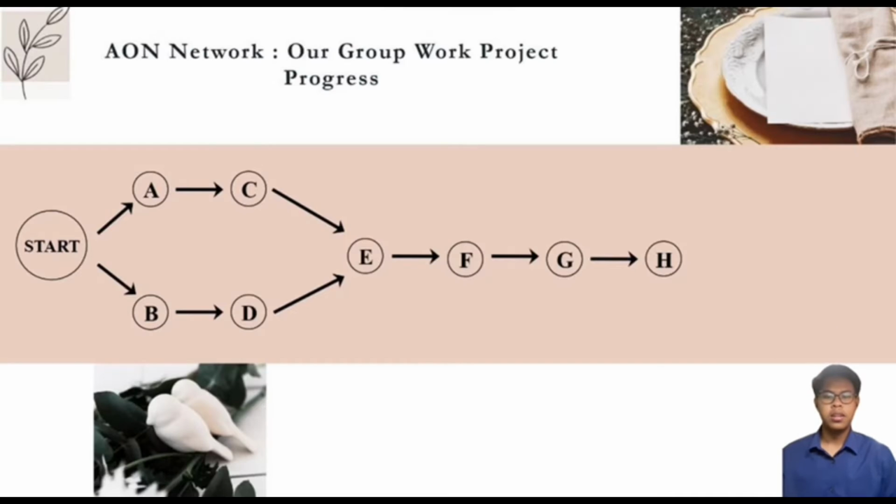Next is our AON network that our group made. It shows the flow of how the activity starts until the end. We place each task of the activity in a circle shape which we use for the node, then we connect the nodes with arrows to show their dependency. Okay, we begin from the start. So activities A and B have no predecessors, so they can begin at start. That's why they have a slash symbol in the previous table.